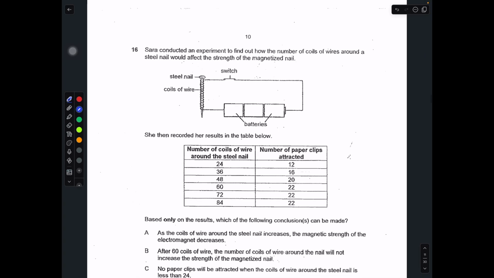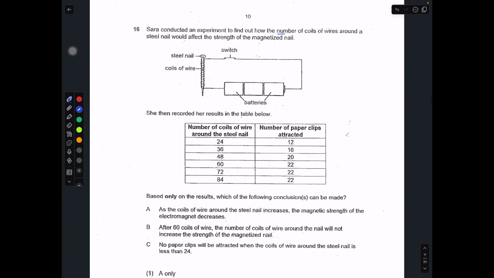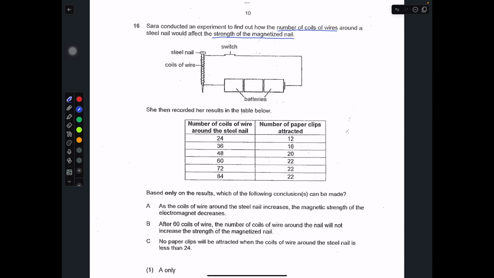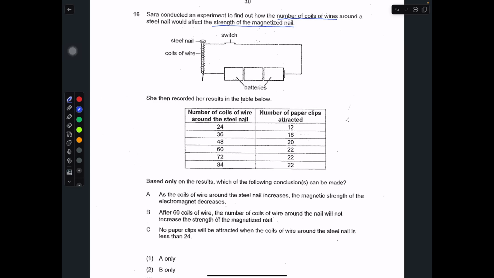So Sarah conducts an experiment to find out how the number of coils of wire around a steel nail would affect the strength of the magnetized nail. Okay. So basically, you want to find out the magnetic strength of the nail when it is being turned into an electromagnet. So you take a look at this other information. So as you can see, the number of coils around the steel nail increases. What happened? The number of paper clips attracted increases. So more paper clips attracted means greater magnetic strength.